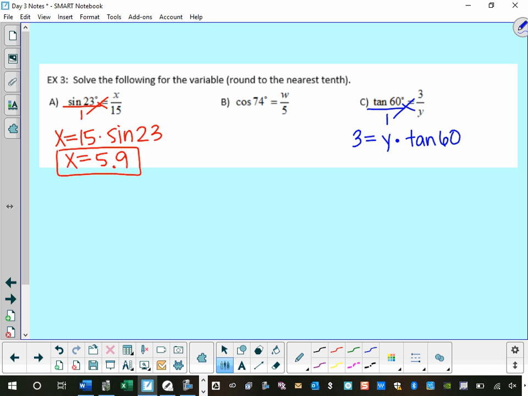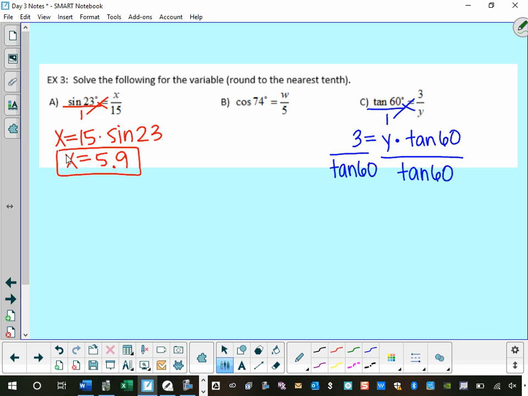No, how do I get y by itself? Not just 60. Right, divide by tan 60. Guys, this whole tangent of 60 is a package deal. You can't split it up. You can't just divide by 60. So we're going to divide both sides by the tangent of 60.